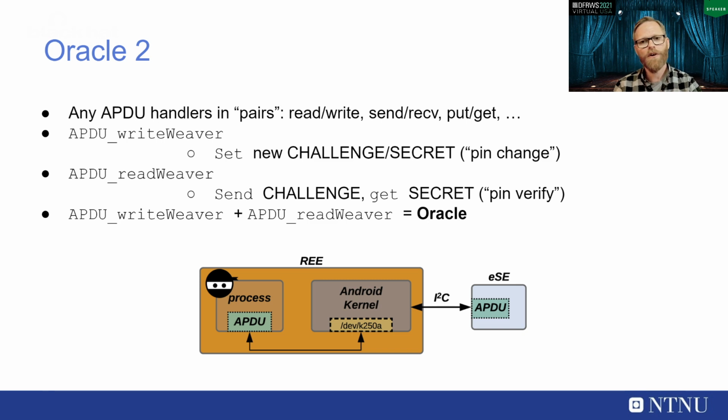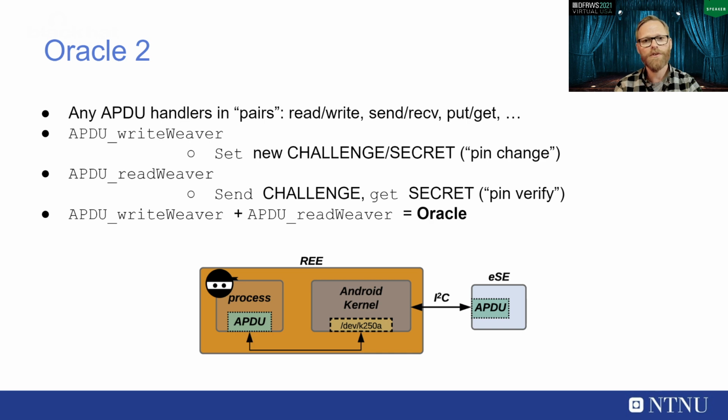Oracle 2 is a bit harder to locate, but if you look for APDU handlers that work in pairs, like they work on the same type of data, like any put or get or any send and receive type of functions, then you can be lucky to find such an oracle that will leak more data back from the secure element than it was supposed to. And we found one such oracle by combining the APDU write weaver and the APDU read weaver functions, which are handlers running on the secure element chip. These are just my names for these, and they work on the same type of data.